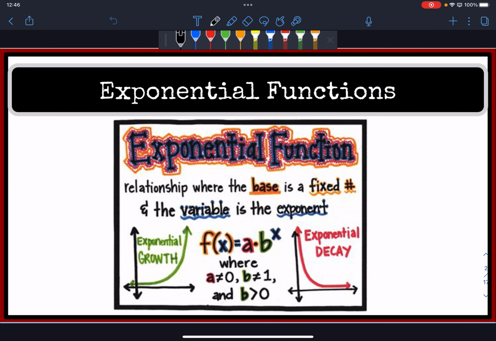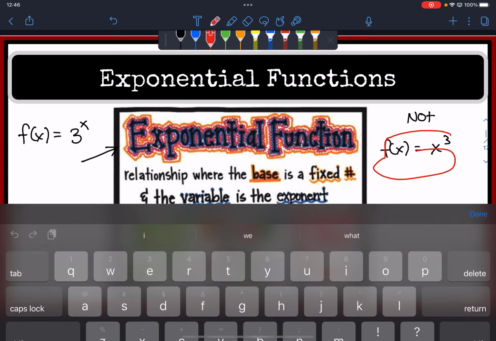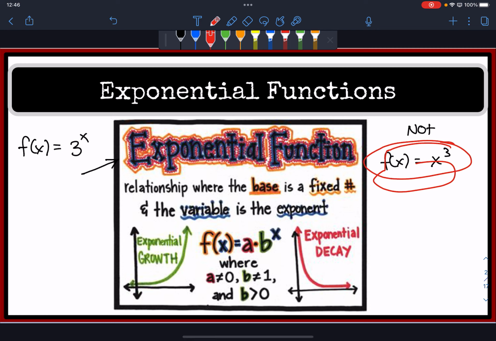An exponential function is simply the relation where the base is a fixed number and the variable is going to be the exponent. So for example, f of x equals 3 to the x power is an example of an exponential function. However, f of x equals x to the third power is not an example of an exponential function, because again here the variable is the base and 3 is the exponent.